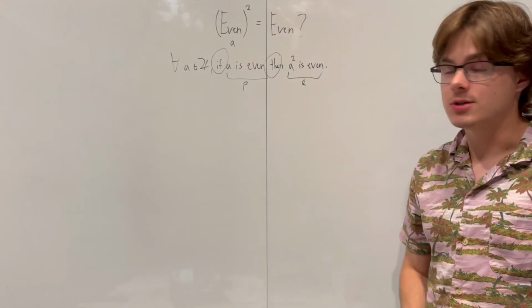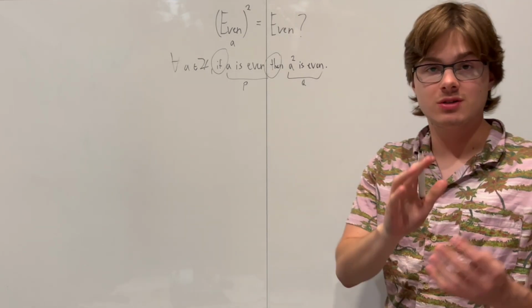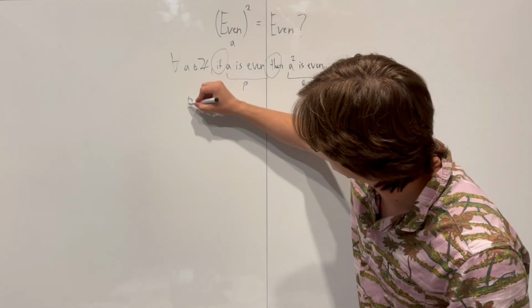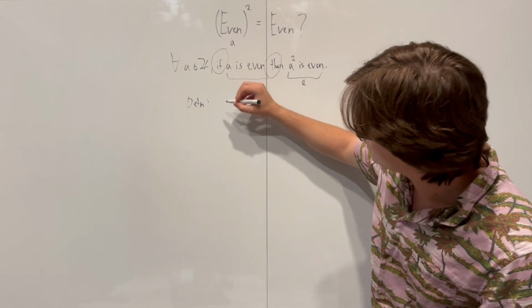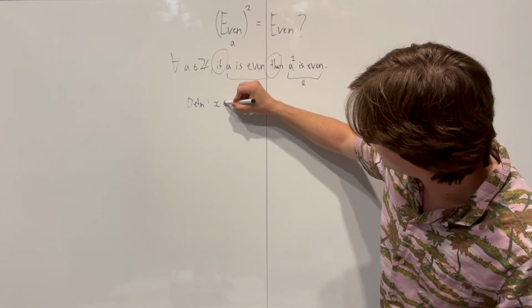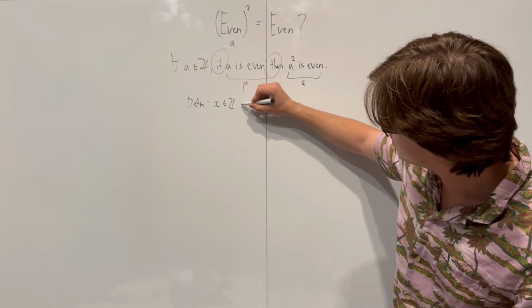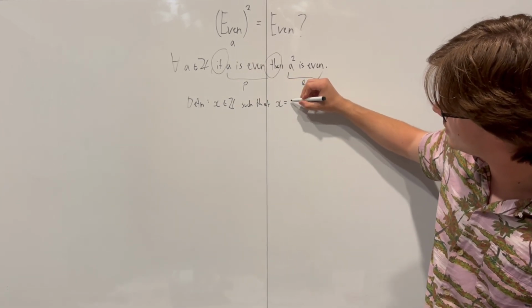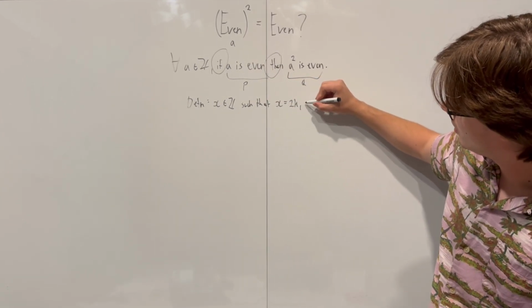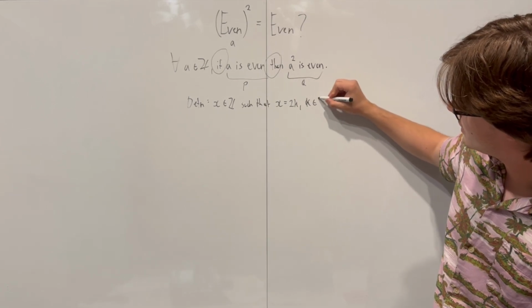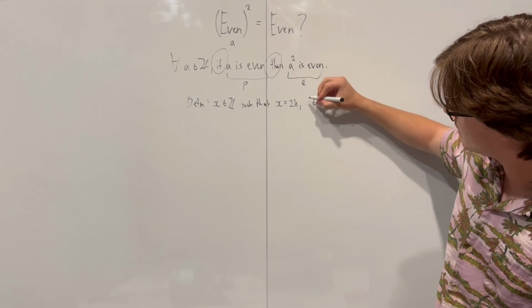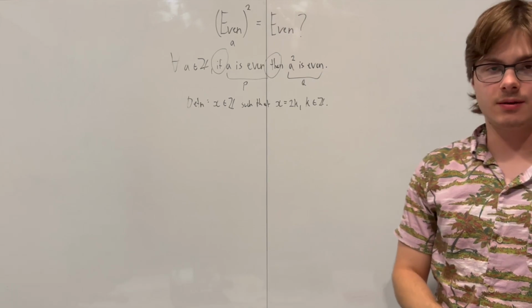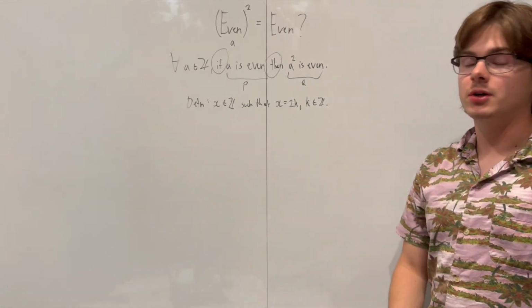All we need is our definition of even in this case. And how do we define even? Well, you've seen in the previous videos, the definition of even is an integer x such that x can be written as 2 times k, where k is an integer. Let me write that a little clearer. Okay, great. Now we can start writing our proof.